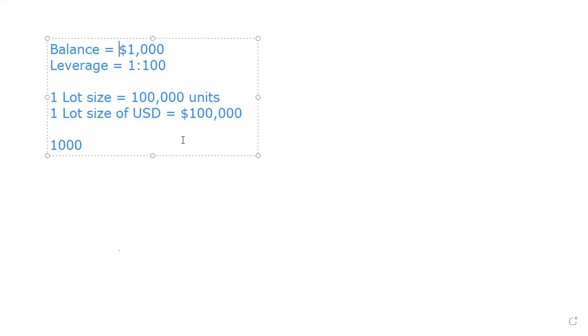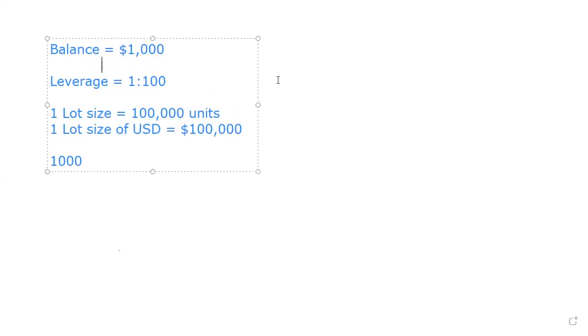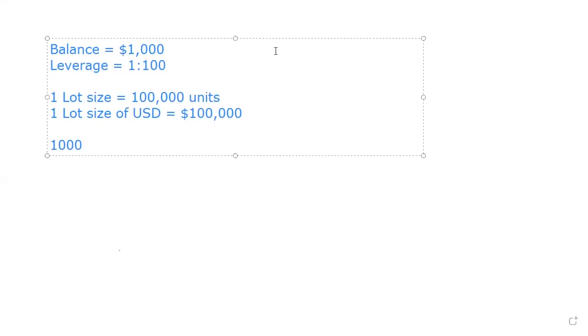Alright, no way. Alright, so now let's say this time around you have an account balance of $10,000. That's what you have. I'm just trying to make it fast by not retyping everything. And you still have the same leverage of 1:100, and you are still going to buy one lot size.